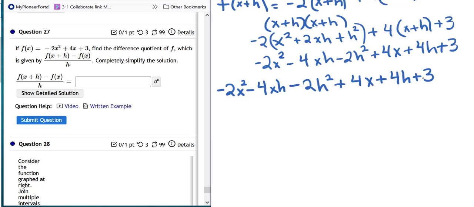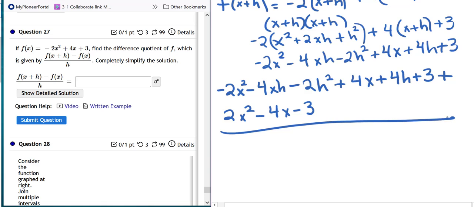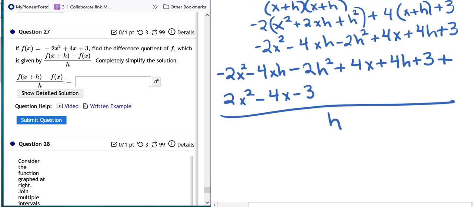So I'll distribute a negative to all of those. So if I distribute it on the first one, that will give me plus 2x squared, minus 4x, minus 3. All right, all of that is on your numerator, and it's over h. So we need to clean that up. We'll go down just a little bit.